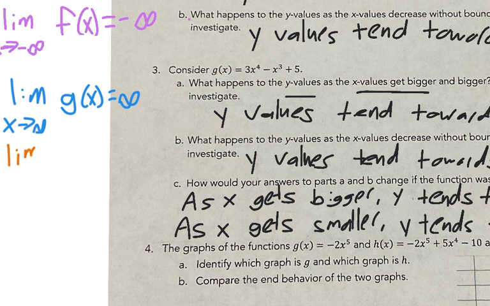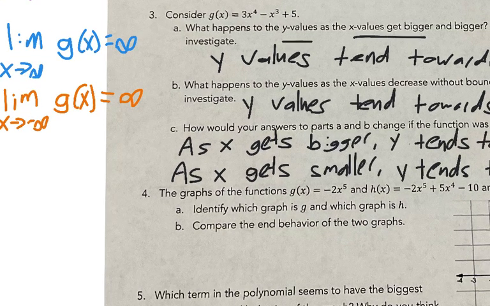B, what's happening to the x's? They're going down, approaching negative infinity of the same function. g of x equals infinity. So as the x's get small, the y's still go to positive infinity. I like this. I just didn't know how to do it.